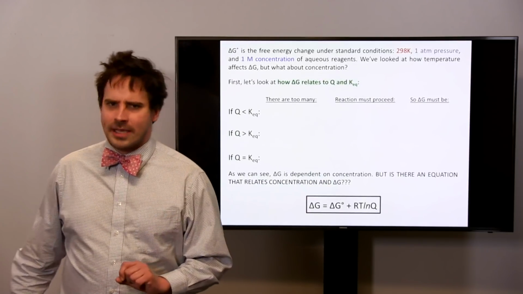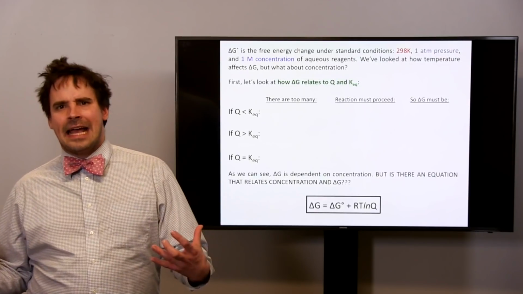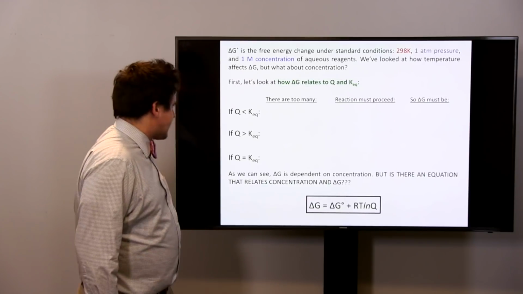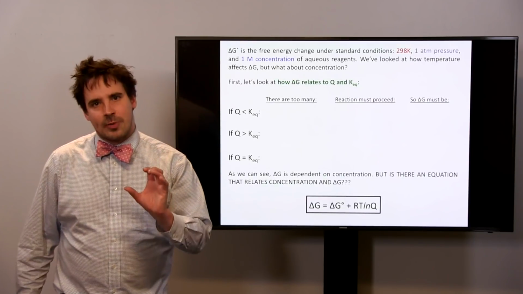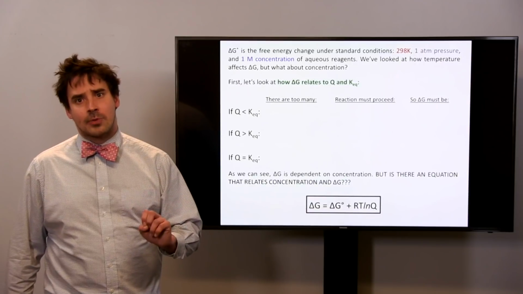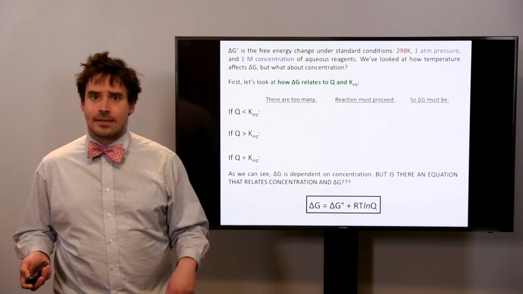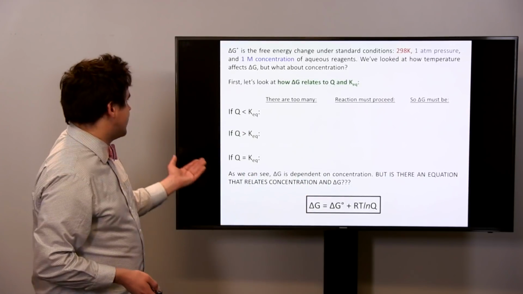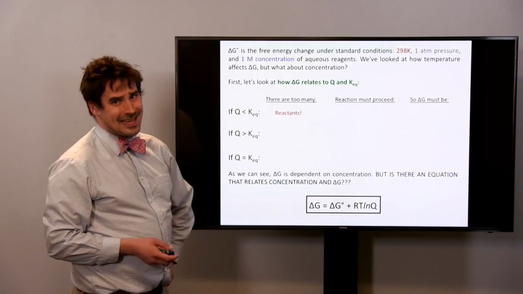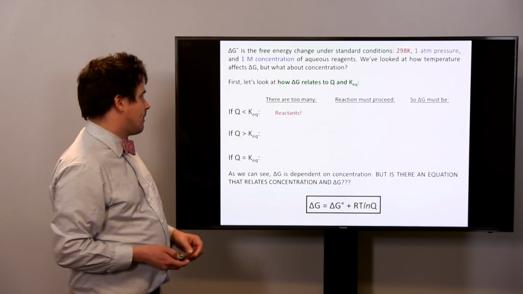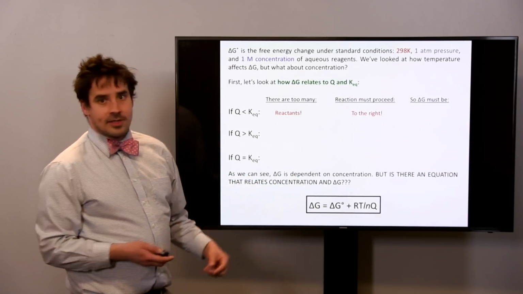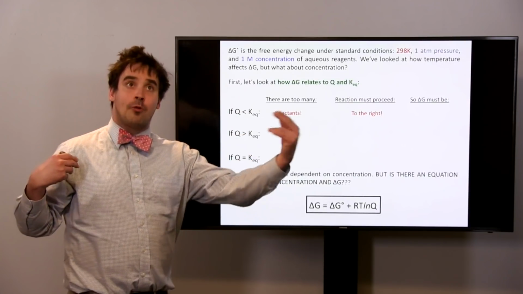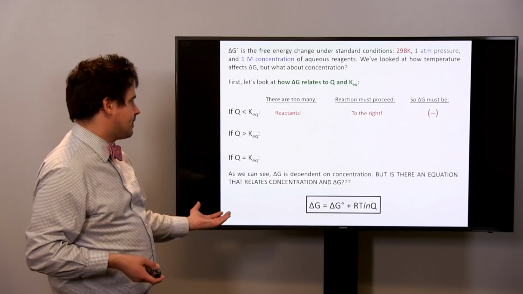First, let's take a qualitative look at Q versus K and see what implications that has on our delta G. If Q is less than K, that means that the product-to-reactant ratio that we have is less than the product-to-reactant ratio that we want. What can you do in that case? Well, a reaction would need to go forward and make more products. So under these conditions, there's too many reactants. Actually, not enough products, too many reactants. A reaction must proceed to the right. So delta G then, if a reaction is going spontaneously forward as written, must be negative.